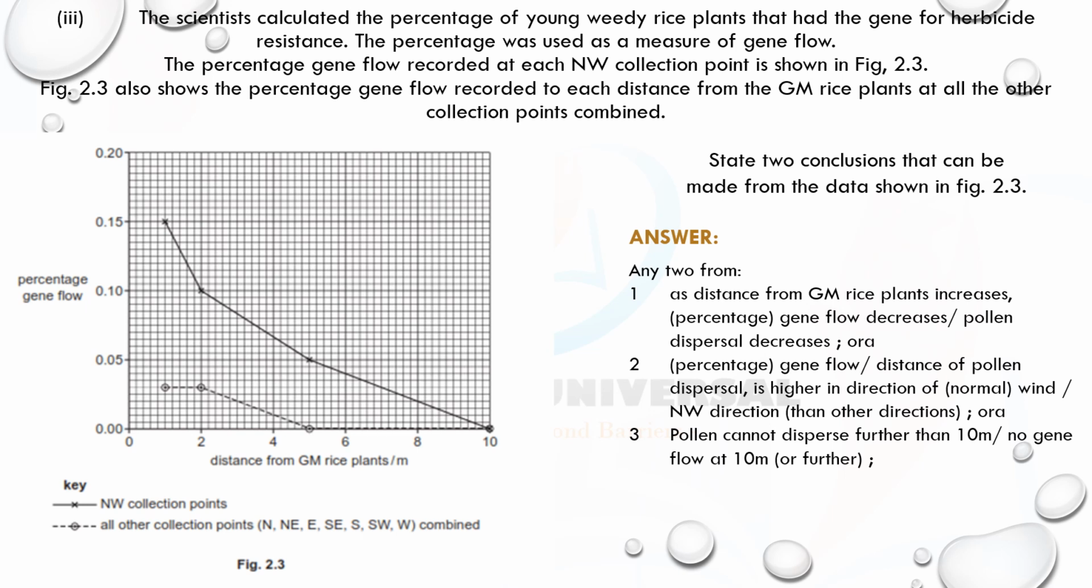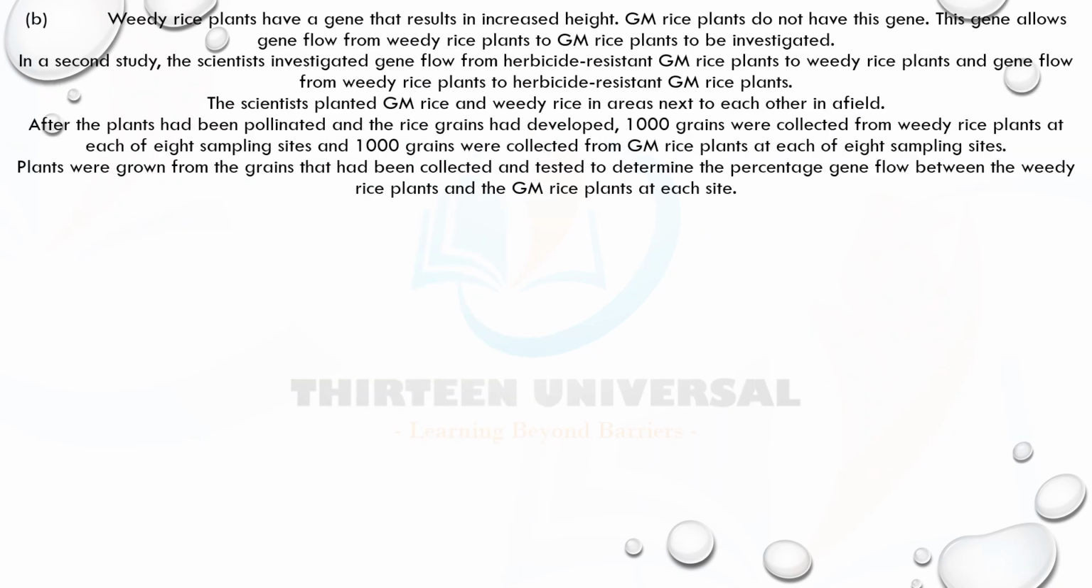Two, percentage gene flow distance is higher in the direction of normal than the pollen cannot disperse further than 10 meters. No gene flow in 10 meters. These are all right, 2 marks. Okay, let's quickly tidy up this.